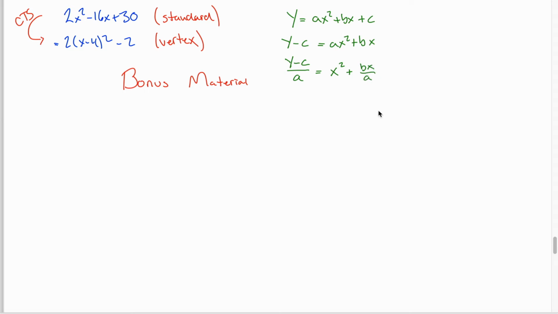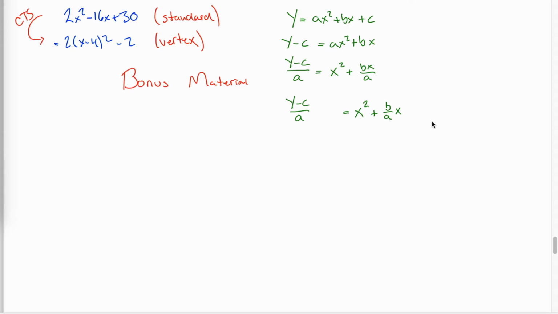I'm now at the stage where I want to add some magic number to both sides of the equation to create a perfect square over on the right side. In order to figure out what that number is, it'll help to rewrite bx over a as b over a times x. These two things are the same because you can view this x as x over 1, which gets you back up here. Anyways, now you're trying to figure out what number you're going to add to both sides of the equation to get a perfect square over here.